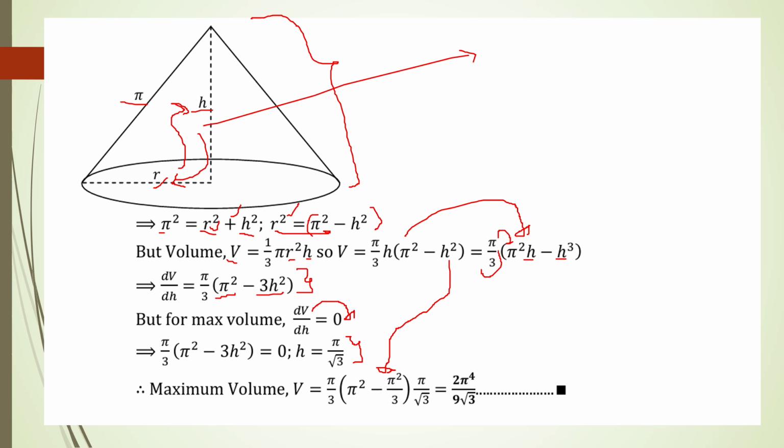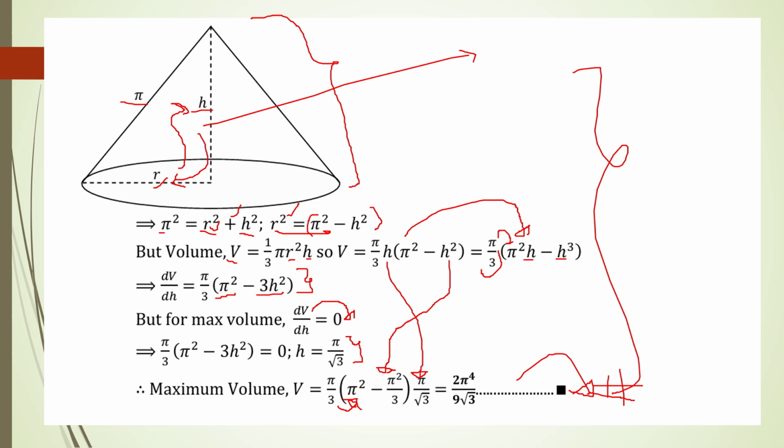Substituting for the value of h there, you're going to end up with volume equal to pi over 3 into pi squared, then minus pi squared over 3, then times this h, which is here. And then simplifying with the LCM and simplifying everything, we end up with the required proof that was required in the question. So I hope that has been understood, and make sure that you address the concerns in the comment section.